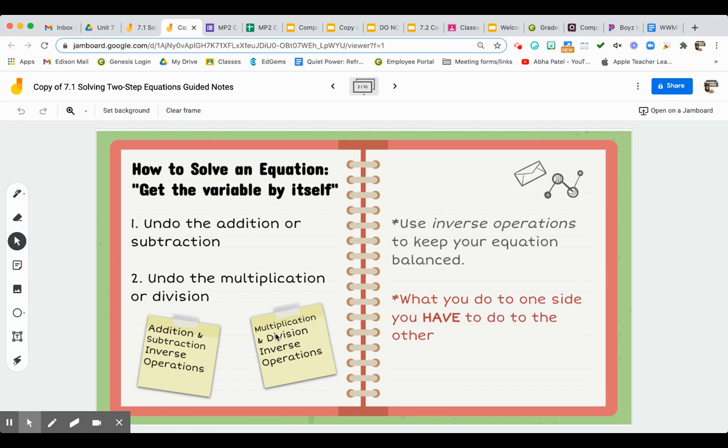So let's recap. Remember how to solve an equation: get the variable by itself. The whole purpose is to isolate the variable. It is a case by case thing, but most of the time you're going to undo the addition or subtraction first by using the inverse operations. They undo each other. And then undo the multiplication or division. And remember, whatever you do to one side of the equation, you have to do to the other side to keep the equation balanced.